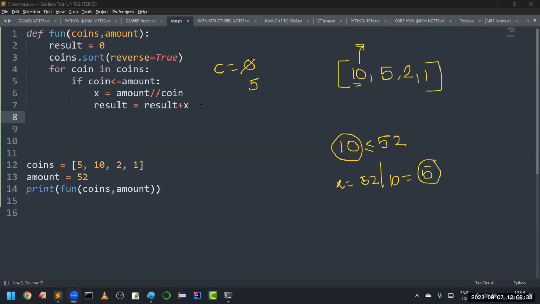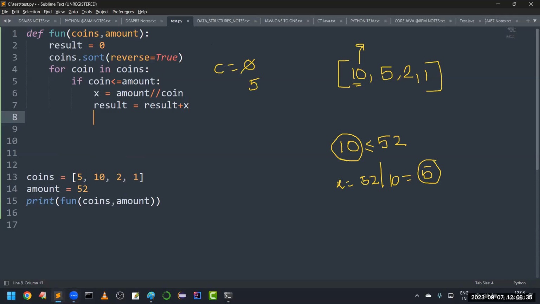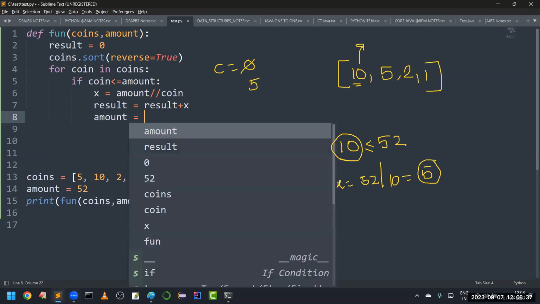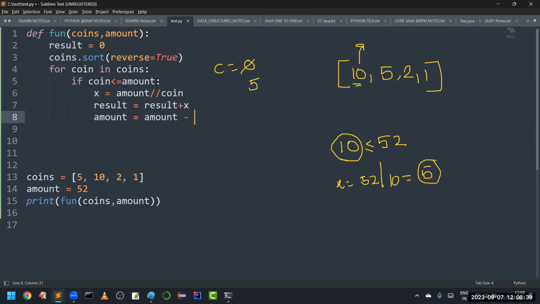So then the next step is what? We have to reduce that number of values from the amount, right? Amount is equal to amount minus, how many coins you have selected times the coin value. That also we have to take, right? Like this I am taking. Now see what will happen.